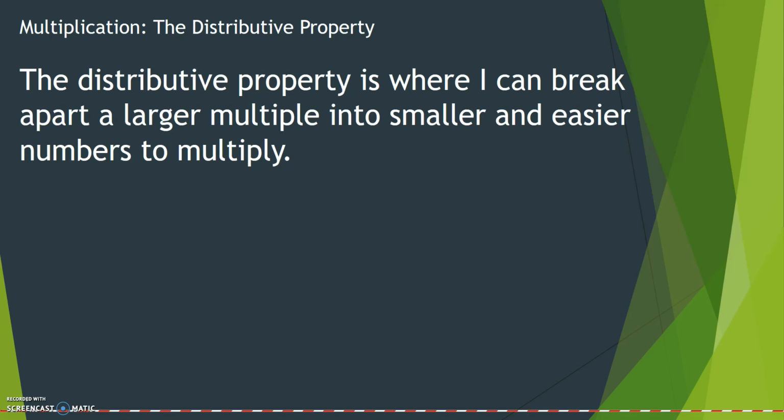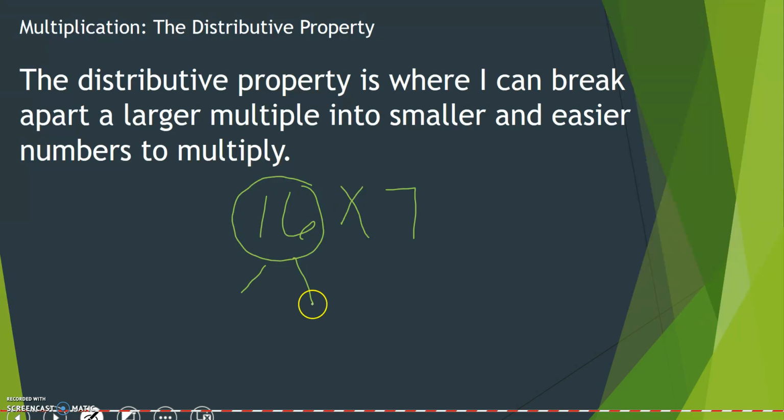So the distributive property, in very basic terms, is where I can break apart a larger number or a larger multiple into smaller and easier numbers to multiply by. For example, if I had 16 times 7, I can take 16 and break it apart into 10 and 6, and I can multiply 10 times 7 and 6 times 7 to get my answer. Let's look at that with some arrays.